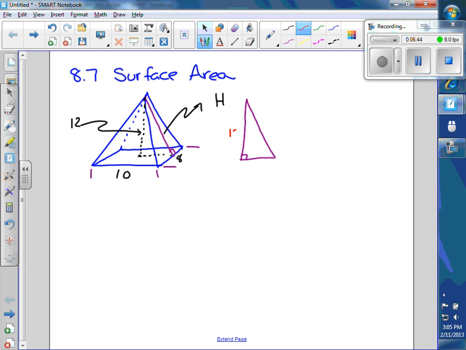So this is 12, and then since this is 10, this is 5. Can you see that? Yeah. Then you would have to figure this out to be 13 by the Pythagorean theorem. Okay. So you would need this value too here.